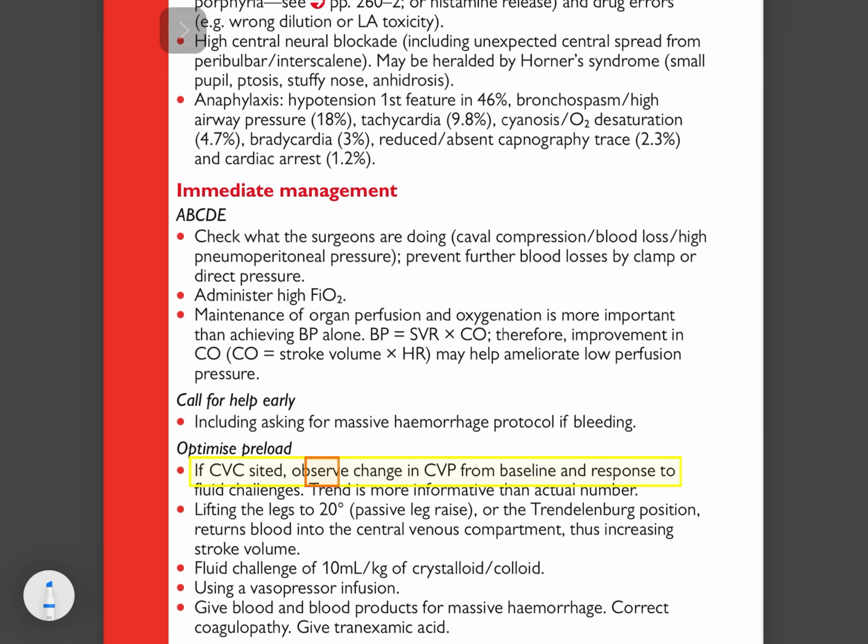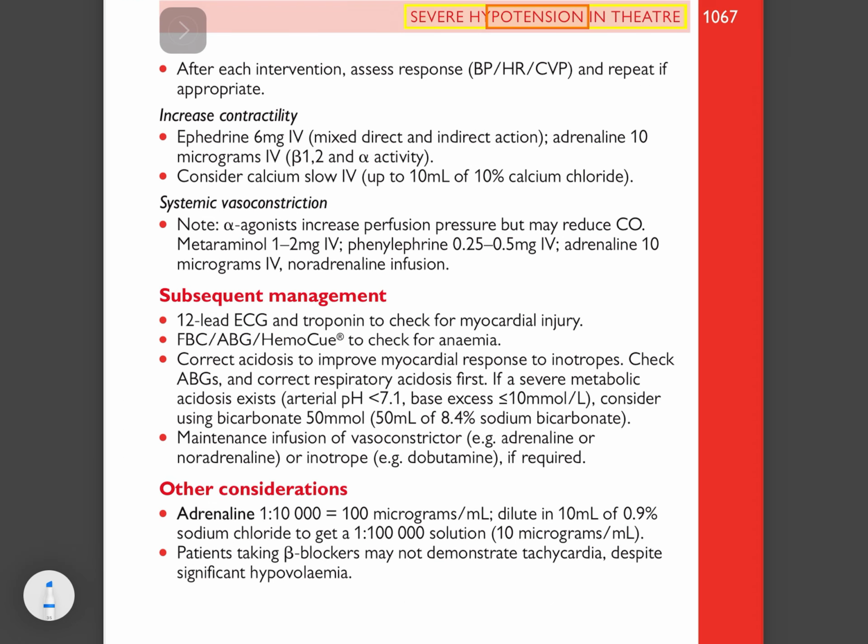Optimize preload. If CVC sited, observe change in CVP from baseline in response to fluid challenges. Trend is more informative than actual number. Lifting the legs to 20 degrees, passive leg raise, or the Trendelenburg position, returns blood into the central venous compartment, thus increasing stroke volume. Fluid challenge of 10 ml/kg of crystalloid or colloid, using a vasopressor infusion, give blood and blood products for massive hemorrhage. Correct coagulopathy. Give tranexamic acid. After each intervention, assess response, BP, HR, CVP, and repeat if appropriate.